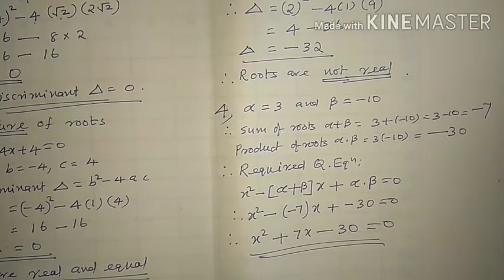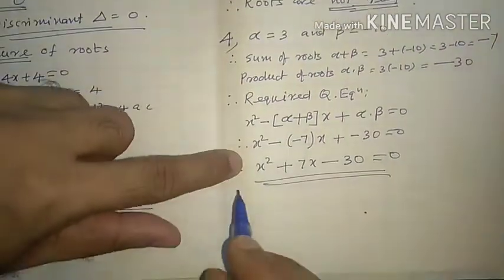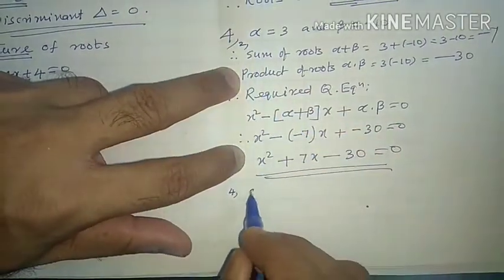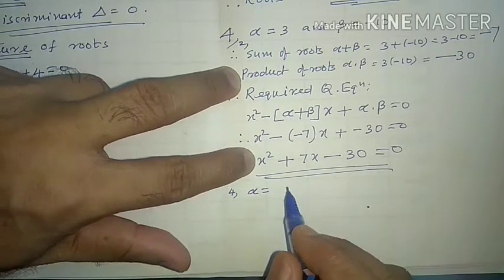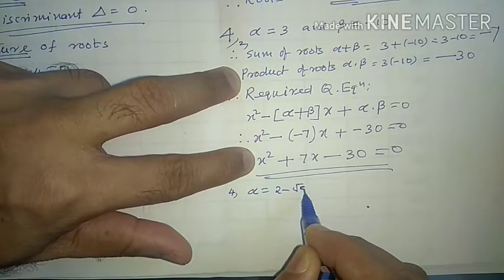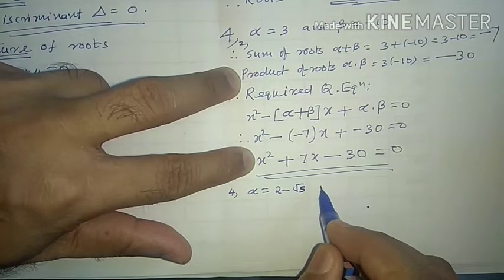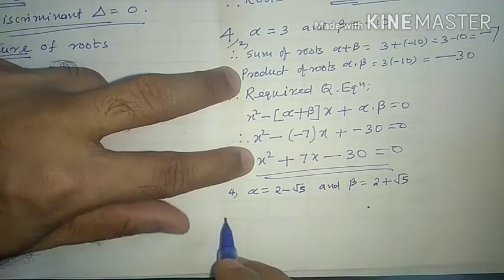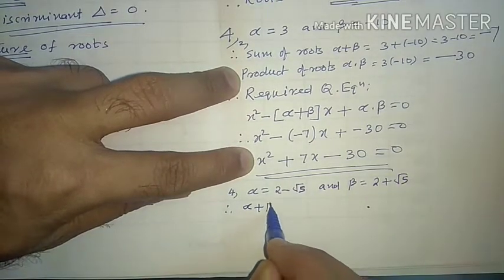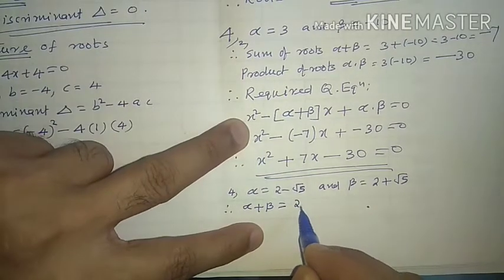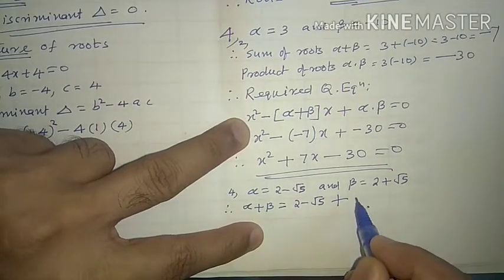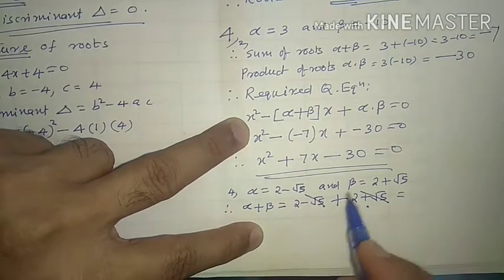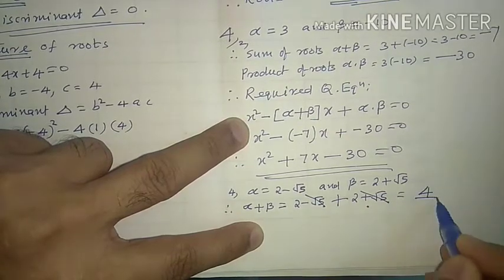Now we have question number 4, this is question number 2. Here alpha is 2 minus root 5 and beta is 2 plus root 5. Therefore, sum of roots, alpha plus beta, is 2 minus root 5 plus 2 plus root 5. Root 5 and minus root 5 cancel. 2 plus 2 is 4. Sum of roots is 4.